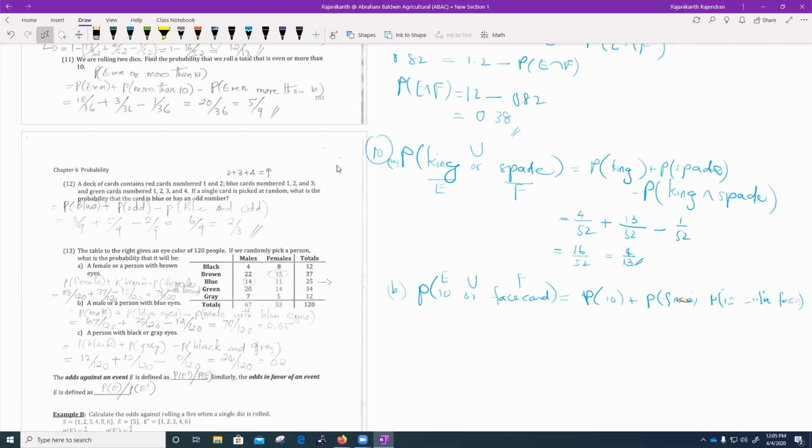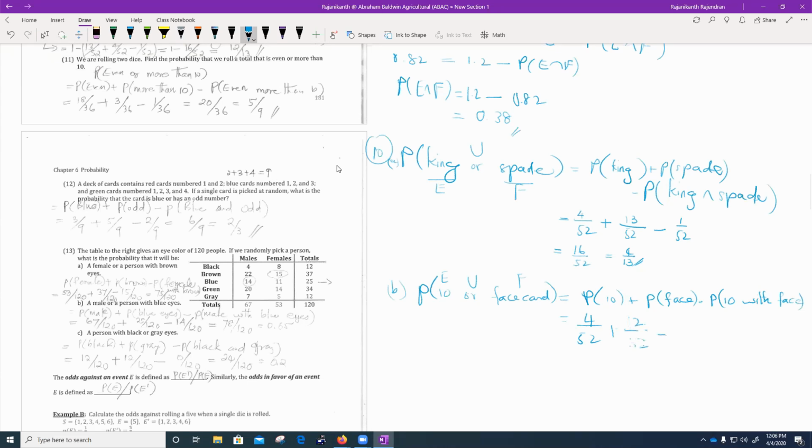Remember, there are 4 of them. There are 4 tens out of 52 cards. And how many face cards are there? For each variety, I have 3: king, queen, and jack. There are 4 varieties, so 3 times 4, which is 12. There are 12 face cards out of 52.